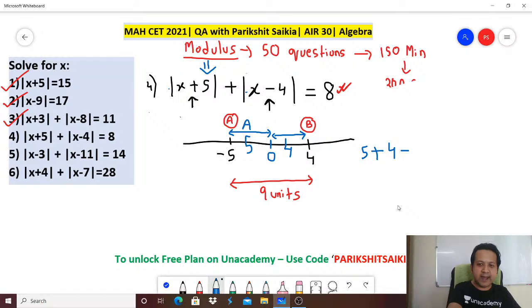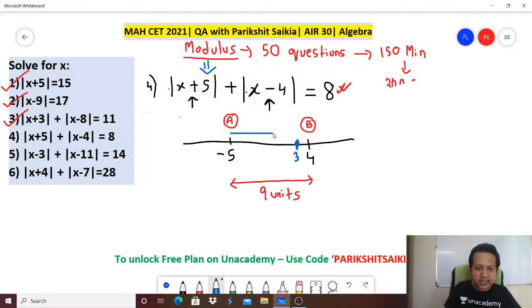Can I take some other scenario and check? Let's say they are meeting at this point. Okay, the two human beings meet at, let's say, 3 on the number line, at x equal to 3. If that is the case, you know what?